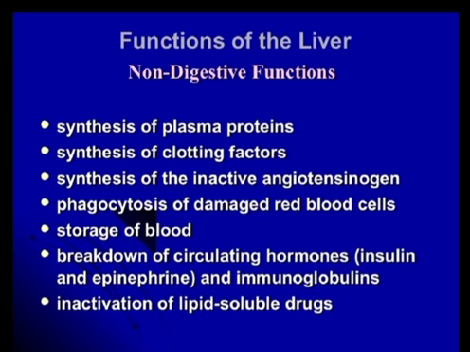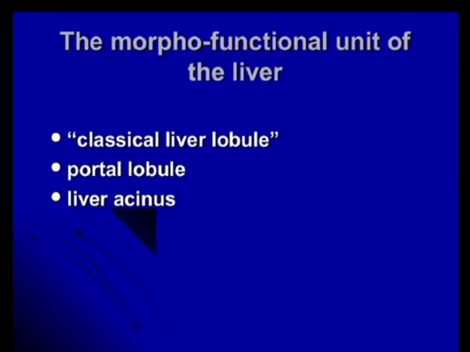of the liver, there is blood dyscrasias, there are bleeding disorders. Then synthesis of the inactive angiotensinogen, phagocytosis of damaged red blood cells, and storage of blood is again one of the functions of the liver. Then breakdown of circulating hormones like insulin and epinephrine, and inactivation of lipid soluble drugs, this is also one of the functions.